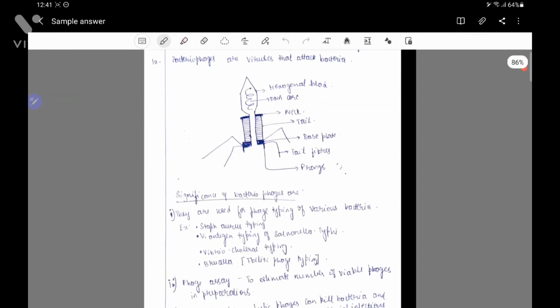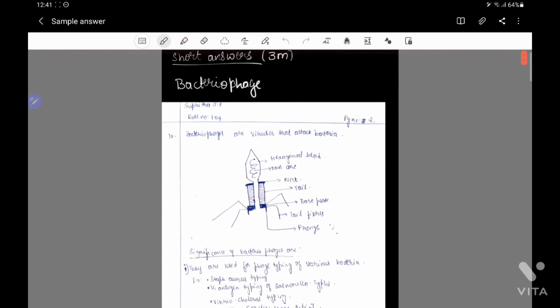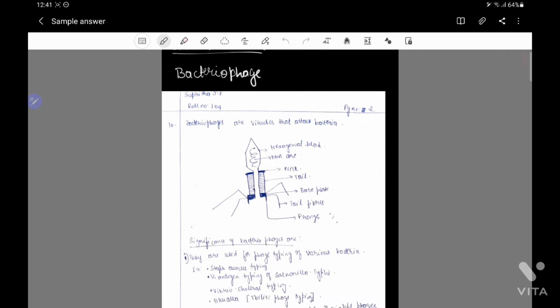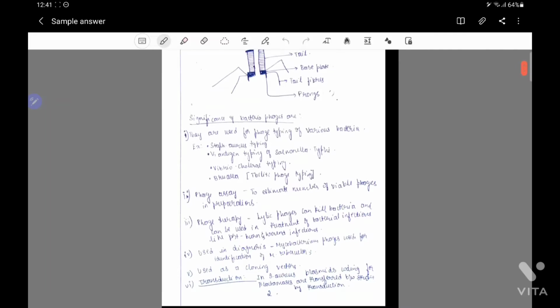So this is just a 3 marker. In 3 markers, you don't necessarily need to follow that idea of dividing and classifying things, because the question is going to be pretty straightforward and you have to just write answers to the point. For the 3 marker, the question was bacteriophage, and I think they had asked us about the significance of bacteriophages. So I just drew a bacteriophage and then I have just written 6 significances.